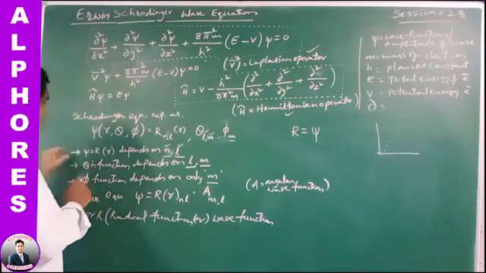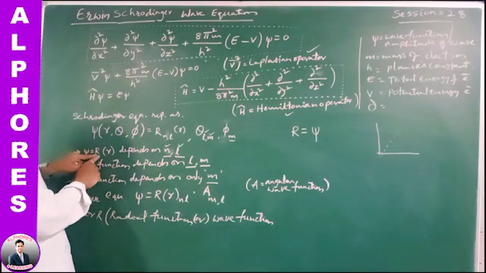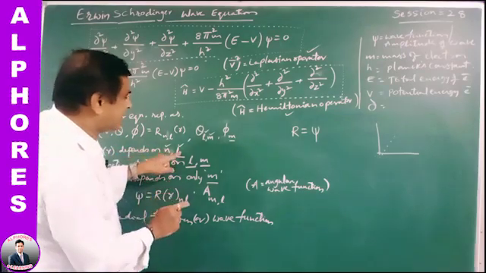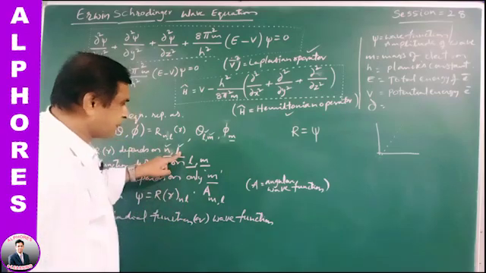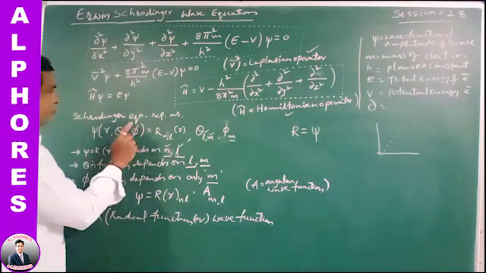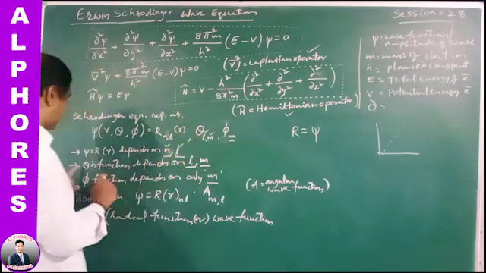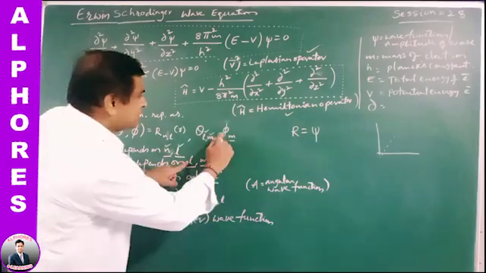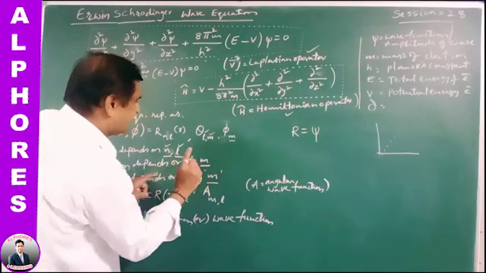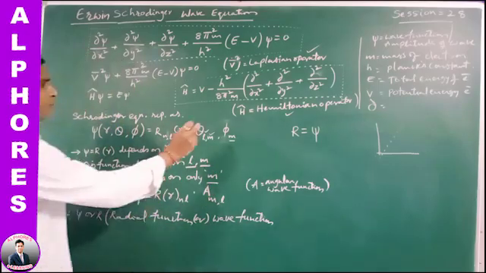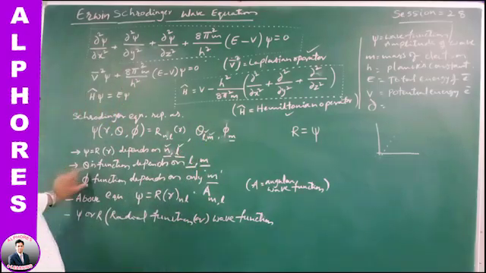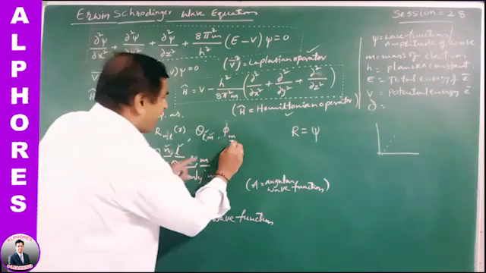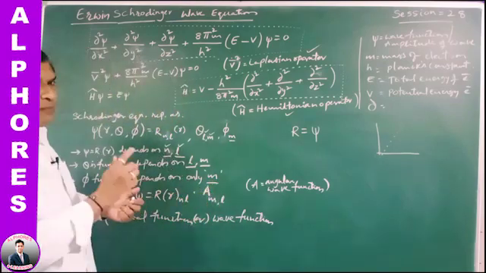Once again, let us see. This psi means R, that is the radial function. The radial function depends on the principal quantum number and the azimuthal quantum number. Got it? Next, the azimuthal function, the theta function, depends on the azimuthal quantum number and the magnetic quantum number, L and M. Next, the orientation function, the eta function, depends only on the magnetic quantum number.